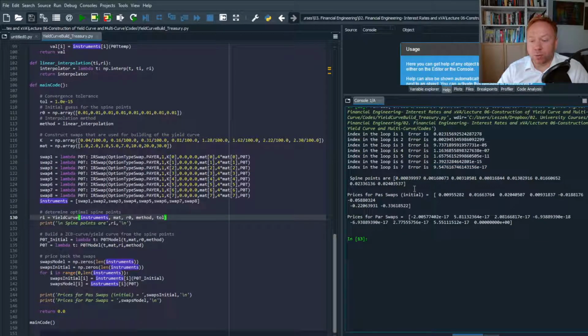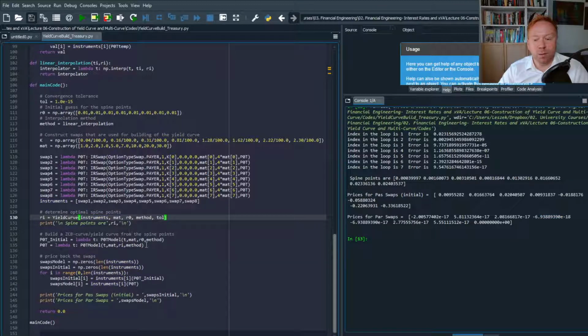The spine points that we obtained, those are the RIs. We can also look at the swaps at the initial yield curve, and you see them really far away from par. And then we do pricing of swaps using our calibrated yield curve. You see that everything is 10 to minus 17. Here it is actually even lower, 10 to minus 18. I think all of them are at machine precision level. So this is highly satisfactory.